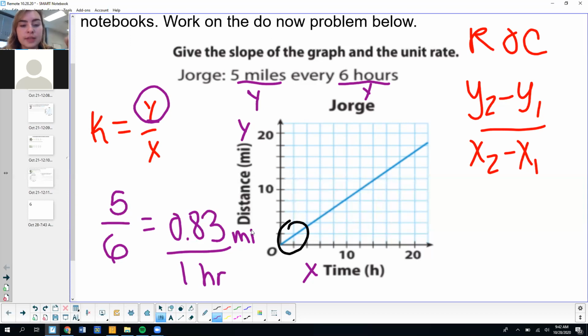So we can use that. That's going to be the slope of our graph. So that is our rate of change. Again, the constant of proportionality, the rate of change, and the slope are kind of all related. They're kind of all the same type of thing.